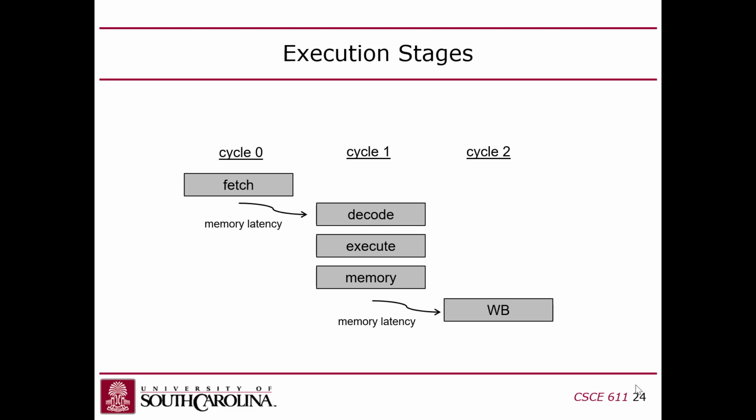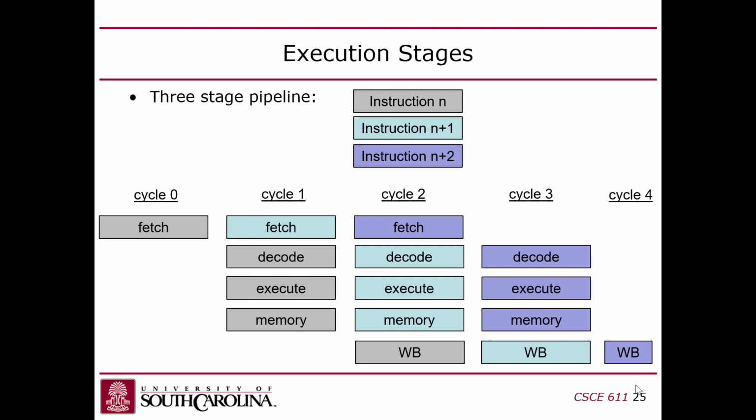But then the pipelining will allow us to overlap instructions. So while we're decoding, executing, and doing memory operations in the first instruction, we can fetch the second instruction at the same time. And then by the next cycle, we can fetch the third instruction while we're decoding, executing, and doing memory on the second instruction while we're writing back the first instruction. Make sense? So that way, we can still achieve a throughput of 1 instruction per cycle, but still give each instruction 3 cycles to get done.